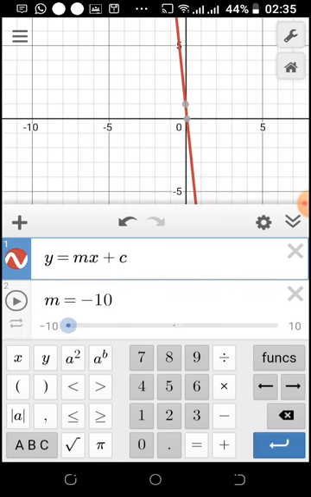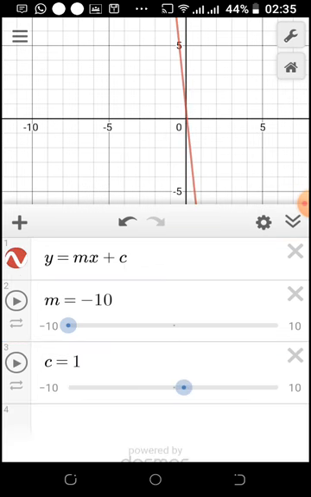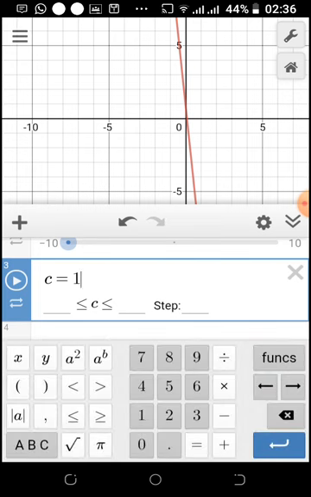Now let's say that my gradient is minus 10. Gradient can take fraction form. It can take the form of positive whole number, positive fraction, negative whole number, negative fraction. Now let's say that my gradient now is minus 10. That is, I'm having the graph of y equals minus 10x plus c, and let's say my c is 5.